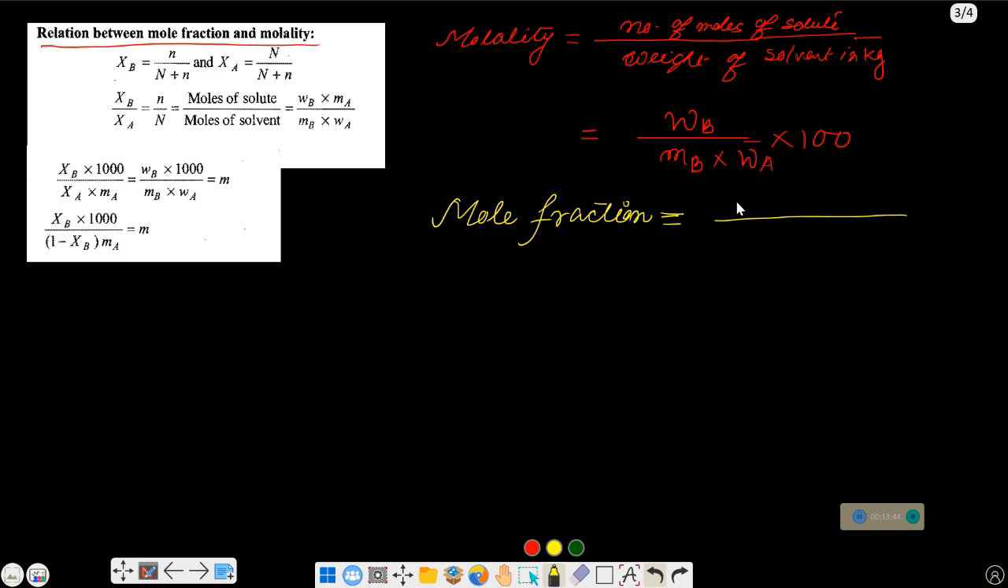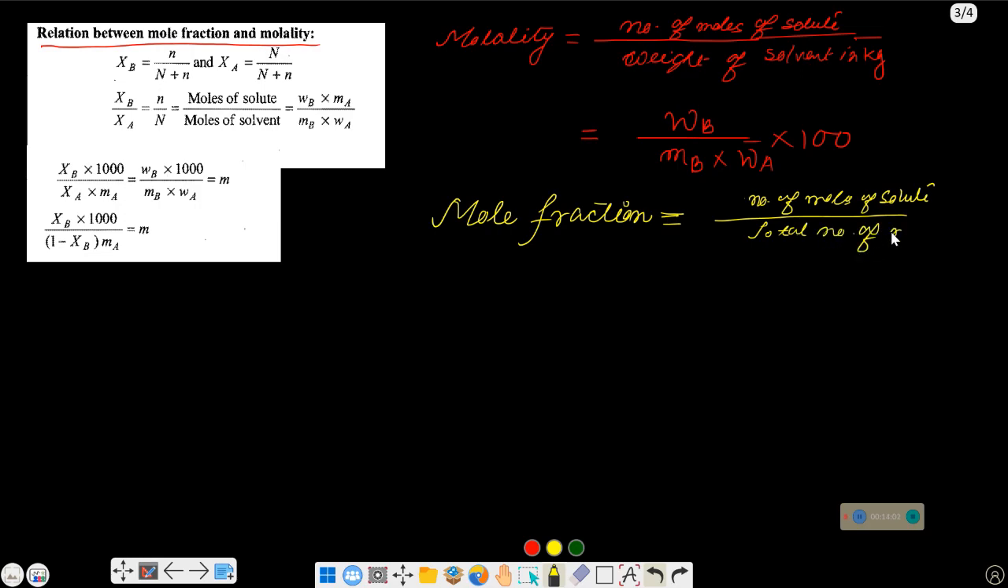If we need the mole fraction of the solute, then it is the number of moles of solute by the total number of moles.